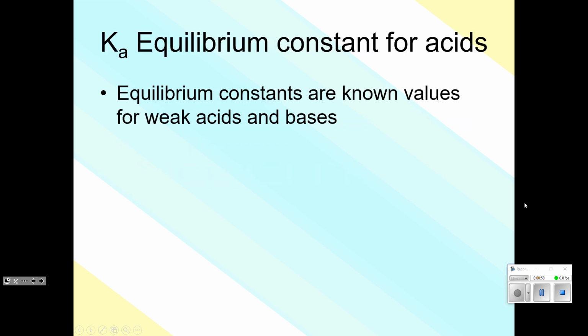Okay, so one of the equations on your equation sheet is just your normal equilibrium, but it's for Ka, equilibrium for an acid. The nice thing about this is equilibrium constants are known for weak acids and weak bases. And if you know about your equilibrium values, the larger the value is, the stronger the acid is. The smaller the value is, the weaker the acid is. So we can look at those.